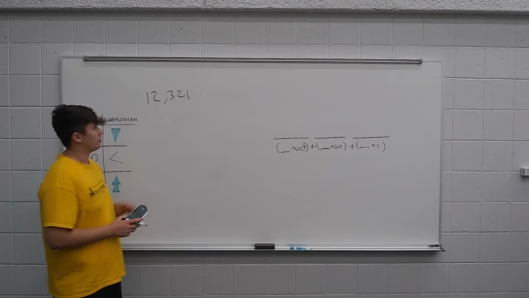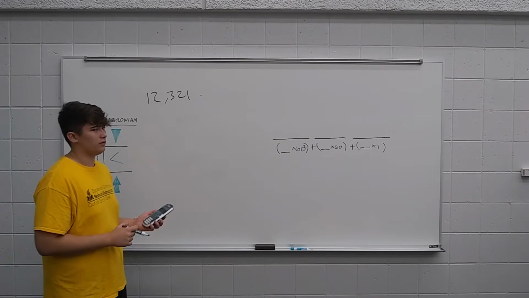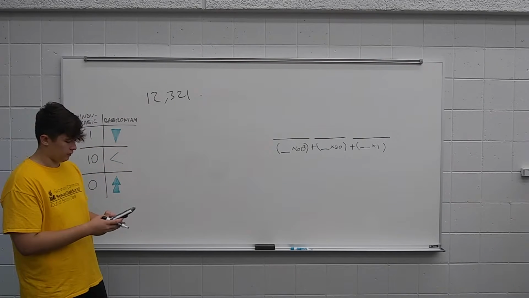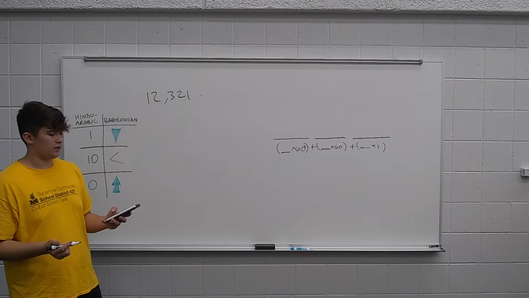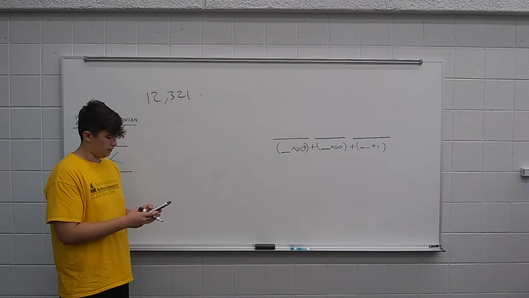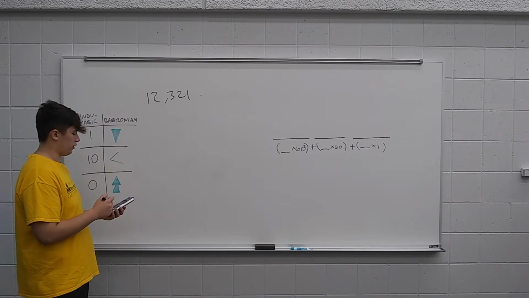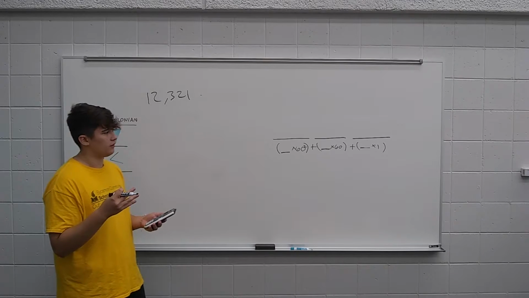Today we'll be converting 12,321 into the Babylonian number system. First we have to figure out what's the highest power of 60 that will go into this number. First I will try 60 squared, and that's 3,600. Let's see if a higher number can go into it. 60 to the third is 216,000, so that's too big to use. So we know that we have 60 squared, and that's how we know that we have 3 place values.